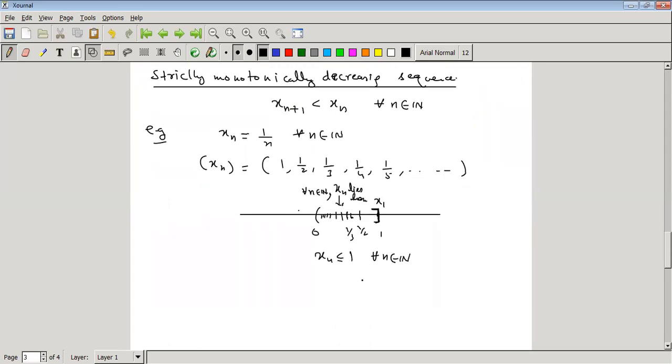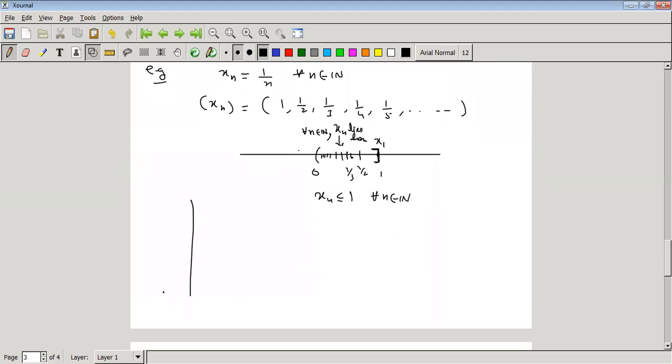Right? And how can we plot the graph of this sequence? This is the x-axis, this is the y-axis. When we put n equal to 1, 2, 3, 4, 5, 6, and so on, because the domain is the natural numbers in the sequence. For 1, we get 1. For 2, we get 1 by 2. For 3, we get 1 by 3. For 4, we get 1 by 4. For 5, we get 1 by 5. So the sequence is like this. In this way the sequence is a decreasing sequence.